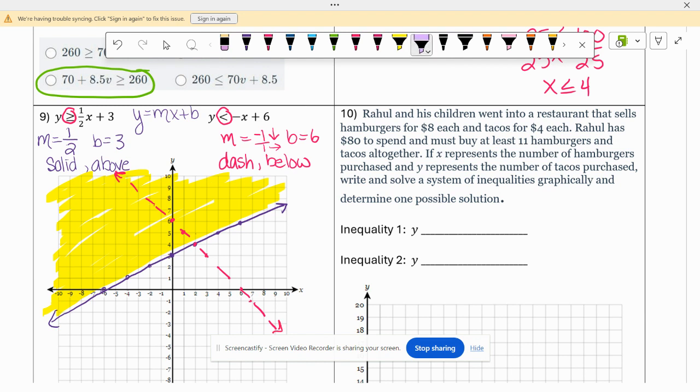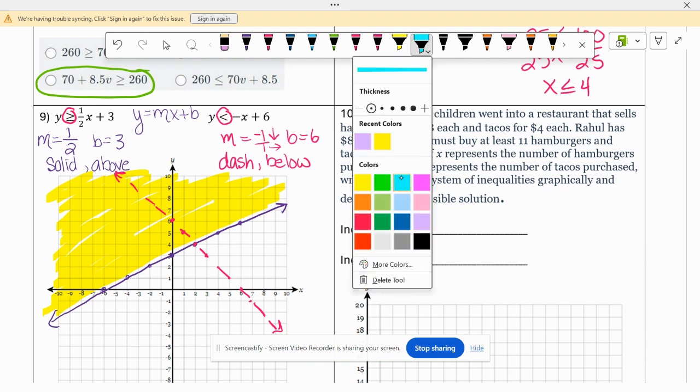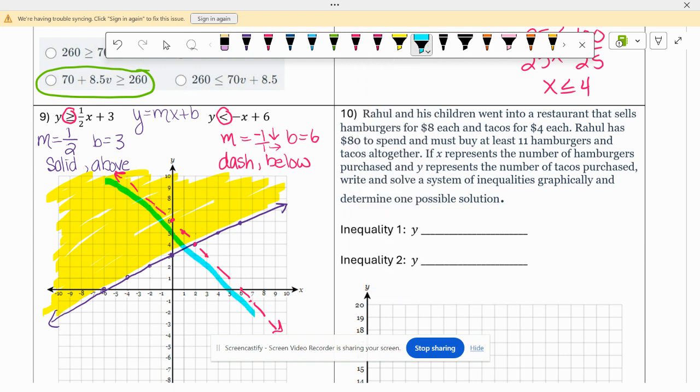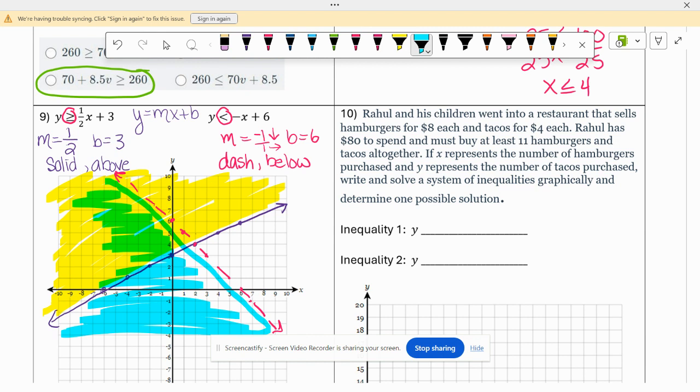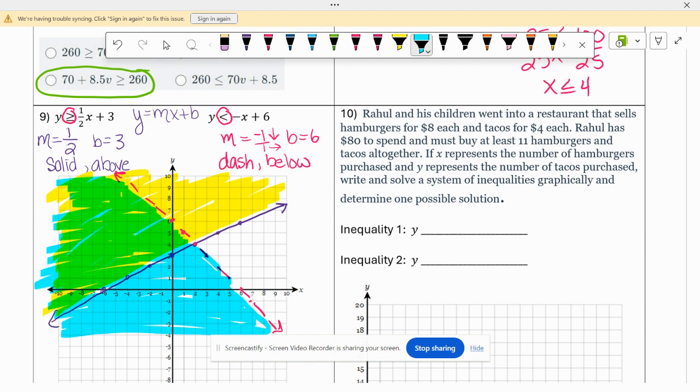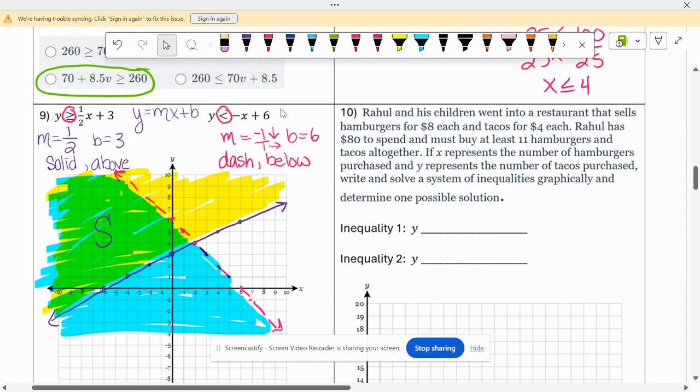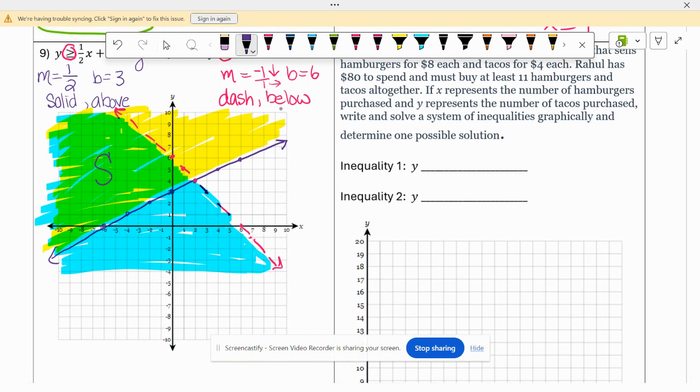And I'm shading below the line. So this means that any number in the shaded region that is not on the dashed line, but is on the purple line, is a solution. And I try to use two different colors so I can see where they overlap, because the overlap is the solution set, right? So any ordered pair in that green region would make this inequality system true. So name one ordered pair that would make the system true.